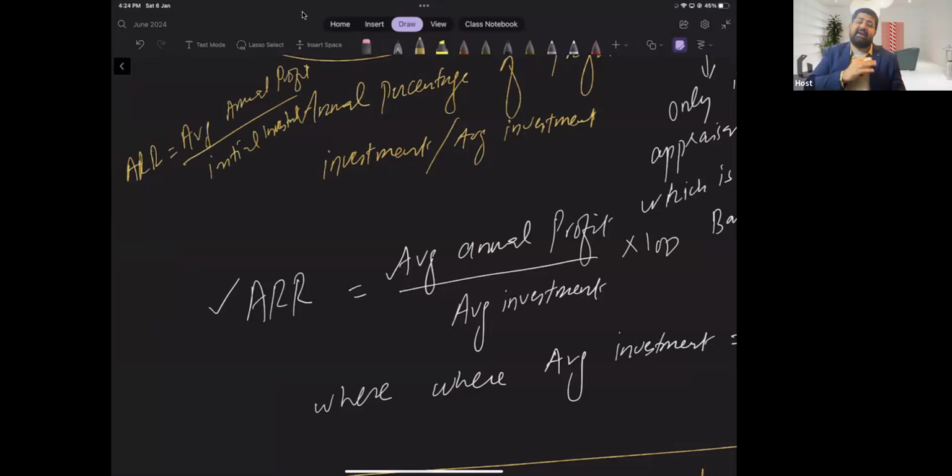If the question is silent, not telling you whether you have to use average investment or initial investment, then you have to use average investment. Average investment is preferable. If the question is specifically telling you to use initial investment, then we have to use initial investment. Is that clear?